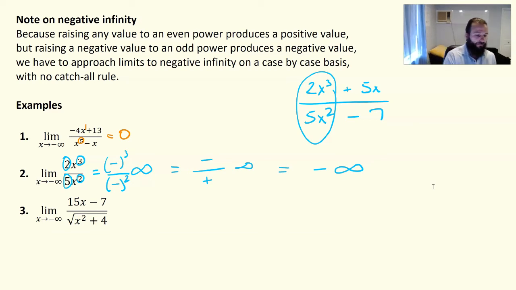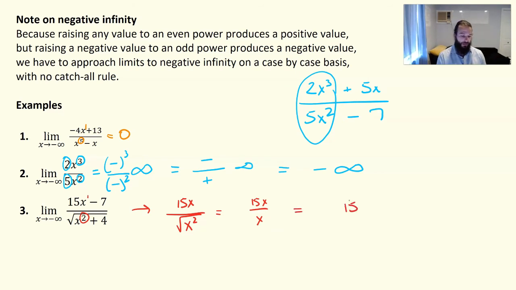And let's take a look at case number 3, where we have a familiar situation where we have a square root here. So no, this is not going to 0, because the denominator power appears to be larger, but it actually isn't. So let's reduce this to just 15x over rad x squared. Now we're going to get 15x over x. And sure, that appears to just be 15.